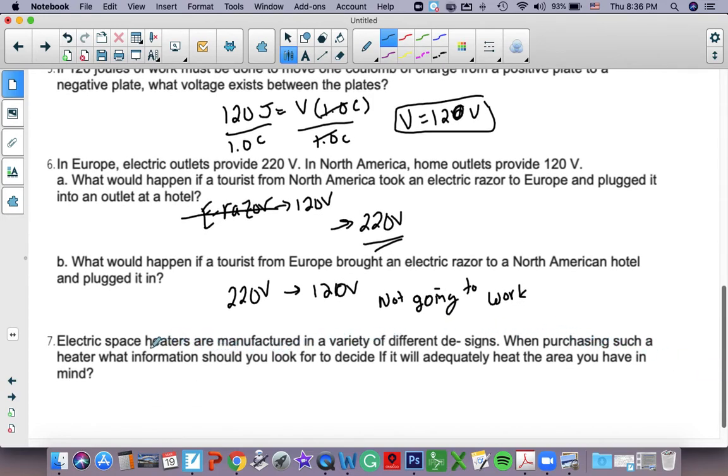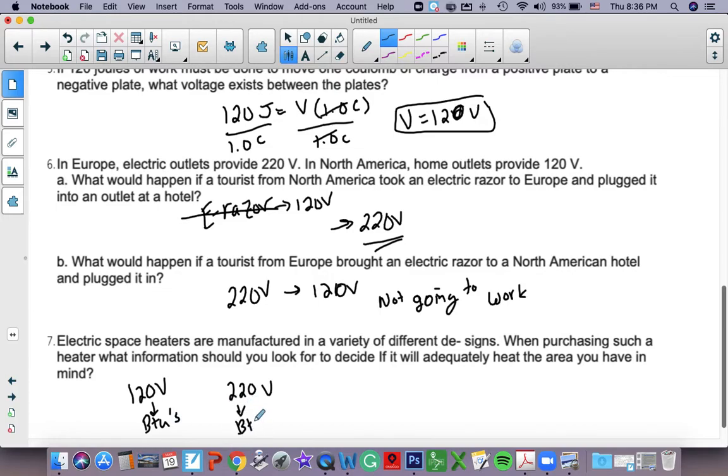Okay, so last one here, electrical space heaters are manufactured in a variety of different designs. When purchasing a heater, what information should you look for to decide if it will adequately heat the area you have in mind? Well, this is kind of a different question, but first of all, if you are inside or outside, we have 120 volts for interior heaters usually. That would be your space heaters. Or there are 220 volts for larger heaters, so that would be like garage heaters. So we're looking at the voltage here because that's going to tell us how much heat it's going to put out. So this will be related to BTUs.